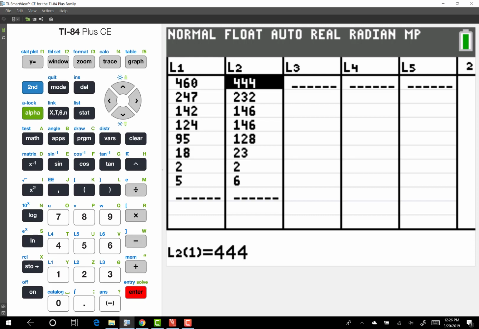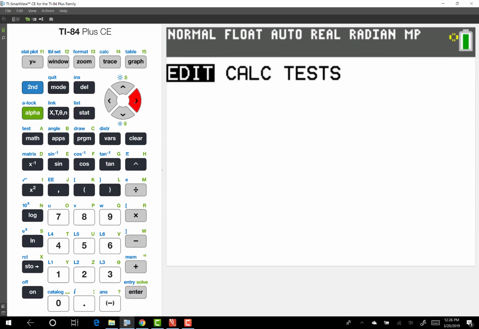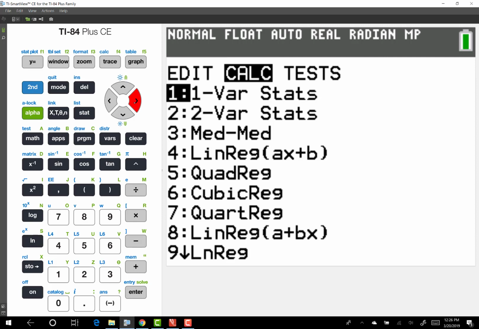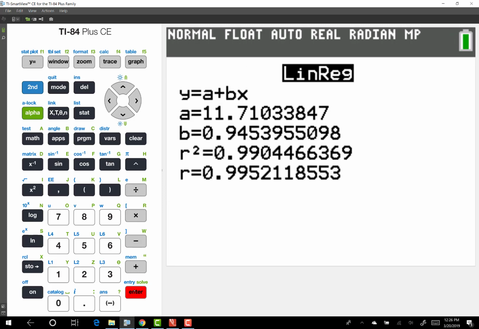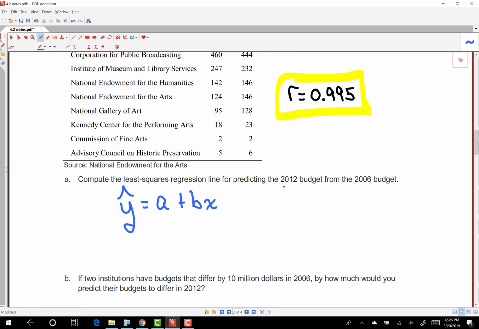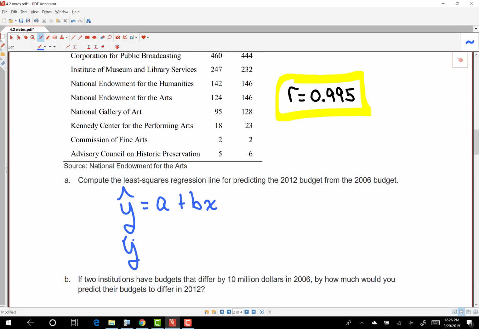But once you have the data entered, then it's like we were doing in the last section: stat, calc, number 8, and enter. And so there's the value of r we found earlier. And so our a is 11.710 and our b is 0.945. So we can see that our least squares regression line, y hat, will be a plus bx.